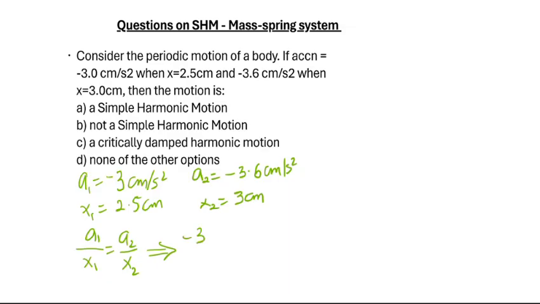So we have minus 3 over my x1, which is 2.5, which is equals to my a2, which is negative 3.6, over my x2, which is 3. If I punch this into the calculator, 3 divided by 2.5, I get negative 1.2. And if I punch the second one into the calculator, I get negative 1.2. And we can see that both of them, the left hand side and the right hand side, are equal.